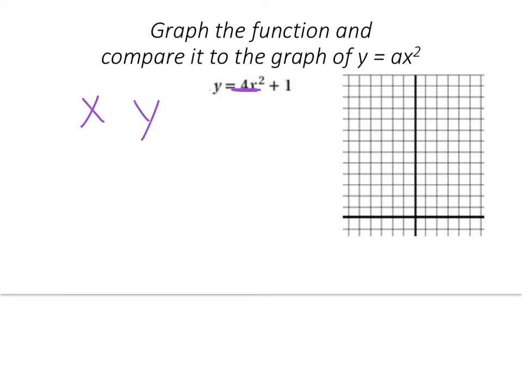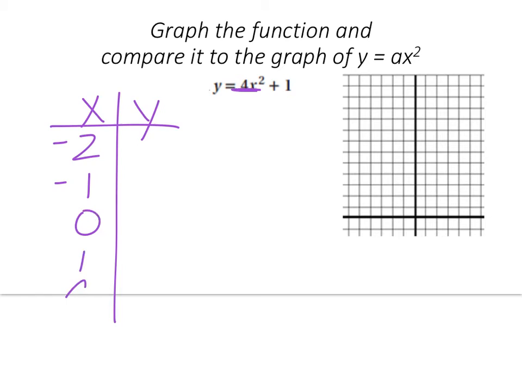We're still going to do our xy chart of -2, -1, 0, 1, 2, and we're going to see what happens. So -2 squared is 4. 4 times 4 is 16, plus 1 is 17. And again, if I move fast, you guys can go ahead and pause this video, do your mental math on your own, and then check your work with my work on the video.